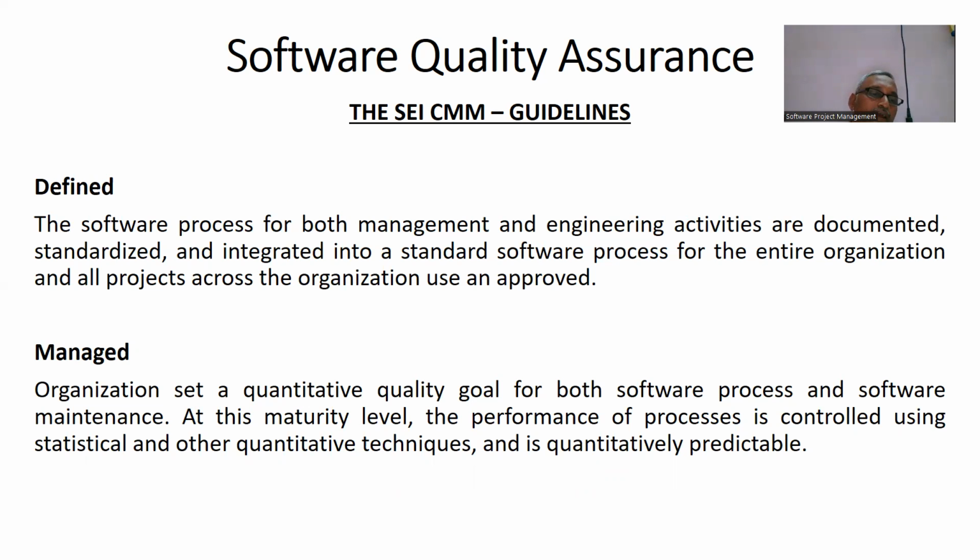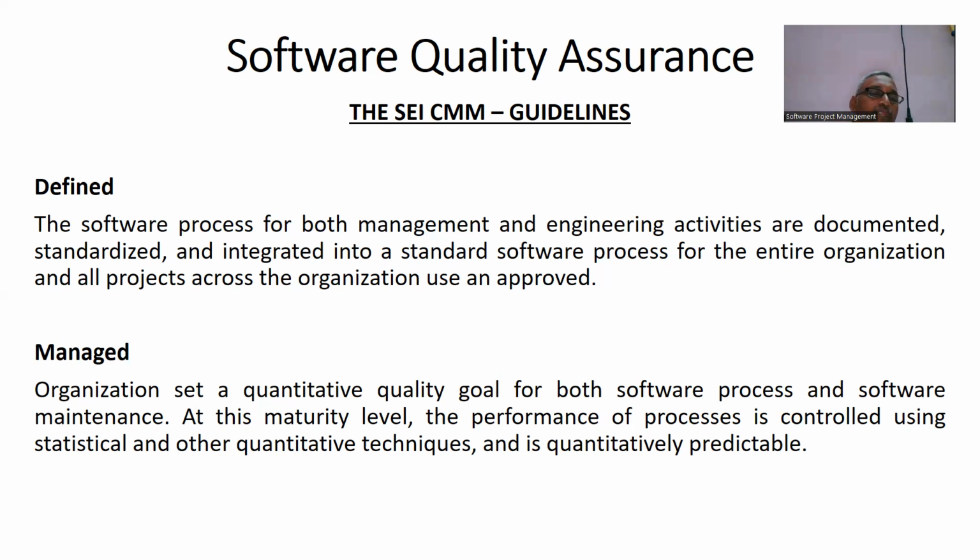Next one, managed. Management can effectively control the software development effort using precise measurement. At this level, organizations set quantitative quality goals for both software process and software maintenance. At this maturity level, the performance of process is controlled using statistical and other quantitative techniques and is quantitatively predictable.